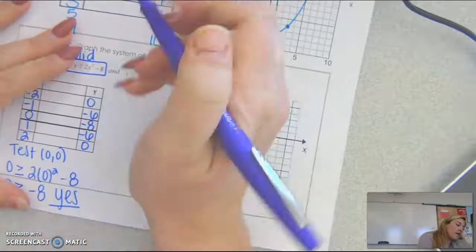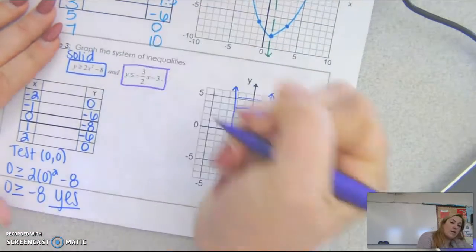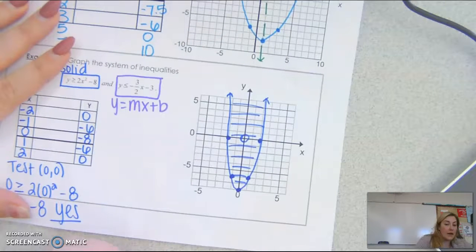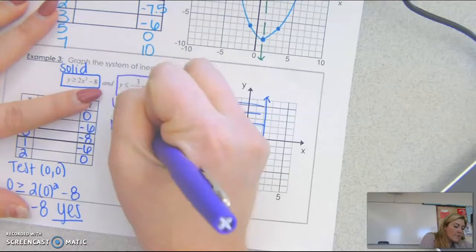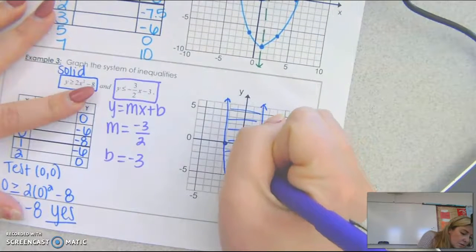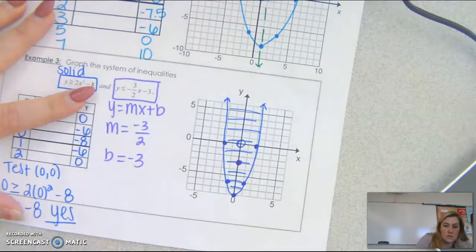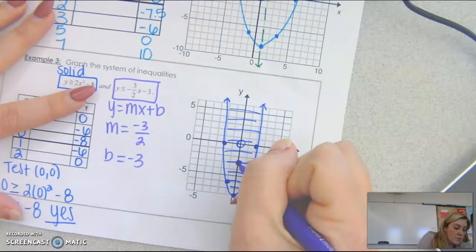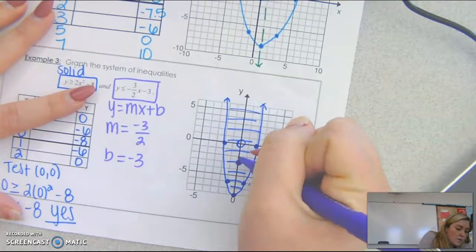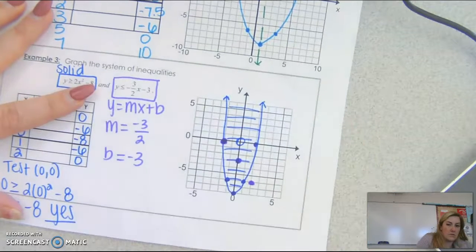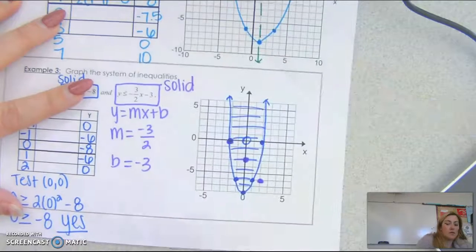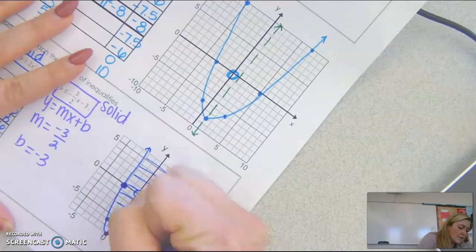Now I need to graph this function. If you notice, this function looks like y equals mx plus b. So I know it's going to be a line. My m is -3/2, and my b is -3. So I'm going to start at -3, put a point, and then from -3, I'm going down 3, right 2. And then if I wanted to make another point, I can go up 3, left 2. This equation has less than or equal to, so that's going to be another solid line. So I'm going to draw in my solid line.